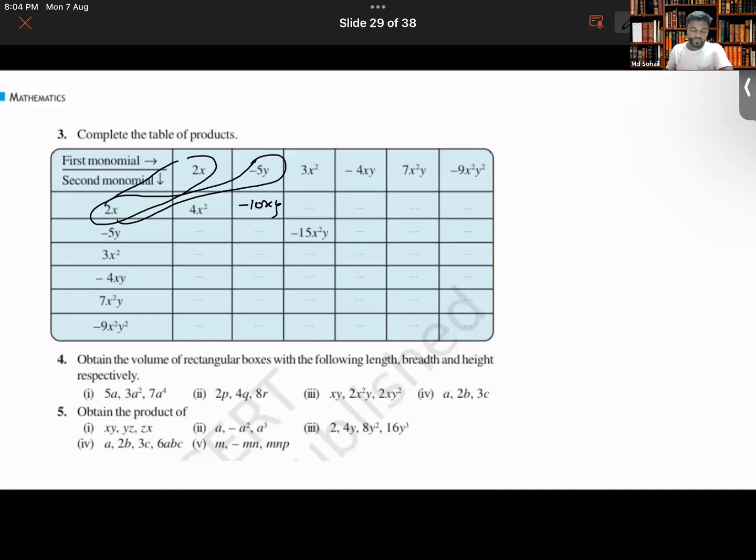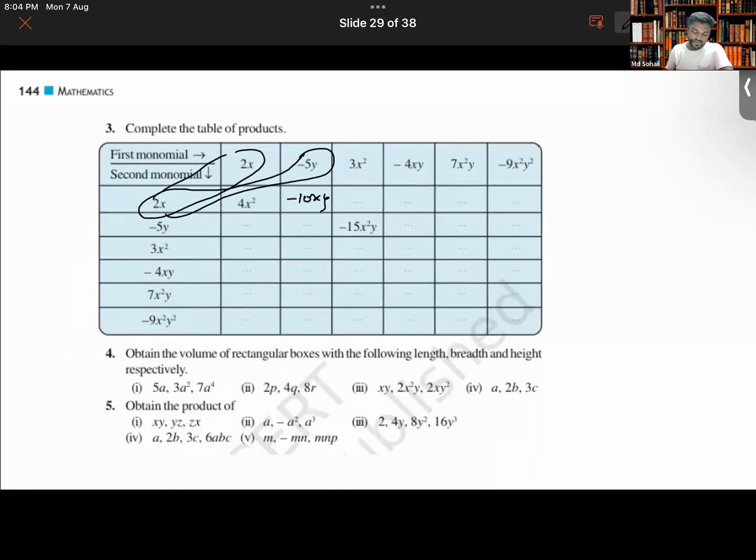Now question number 4 is also easy, right? Here the monomials are given as the length, breadth, and height of the rectangular box, that is a cuboid. So basically you need to find their volume, that is length times breadth times height. That can also be calculated easily. Quickly solve this one.